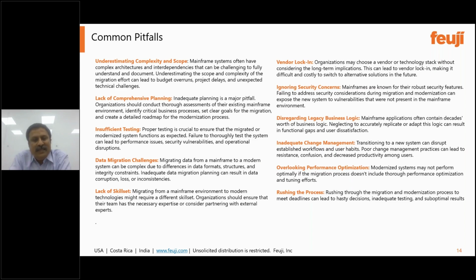Lack of skill set is basically about when you're choosing your partner, you should do a thorough due diligence of their capabilities, both on the mainframe as well as the target technologies where you're working.